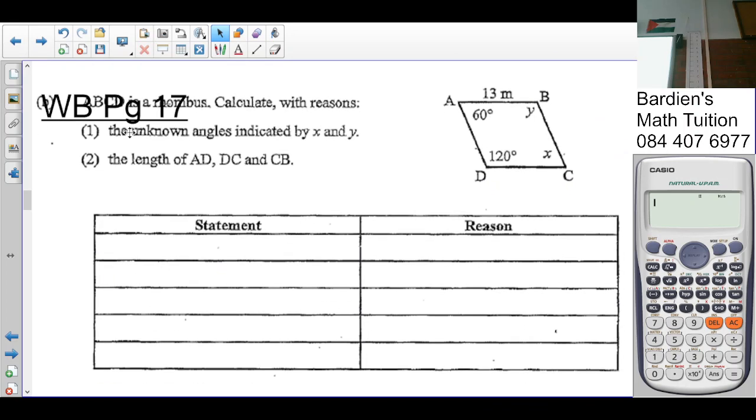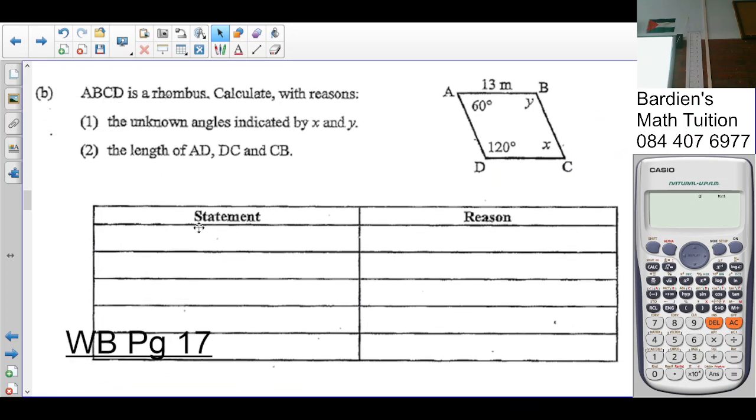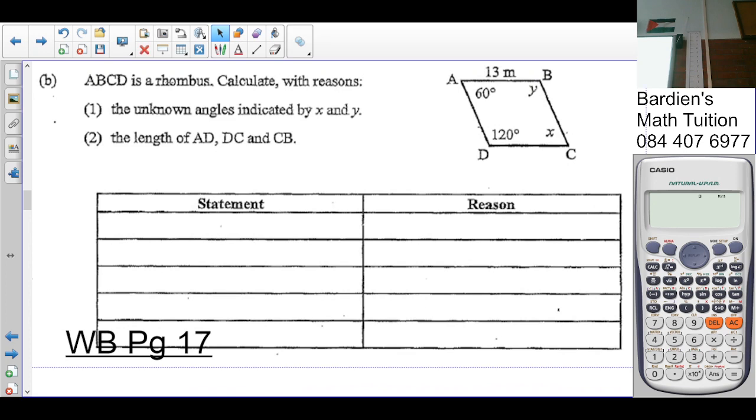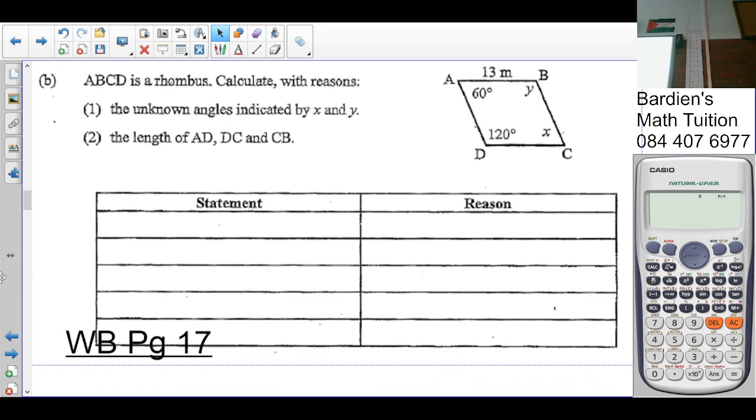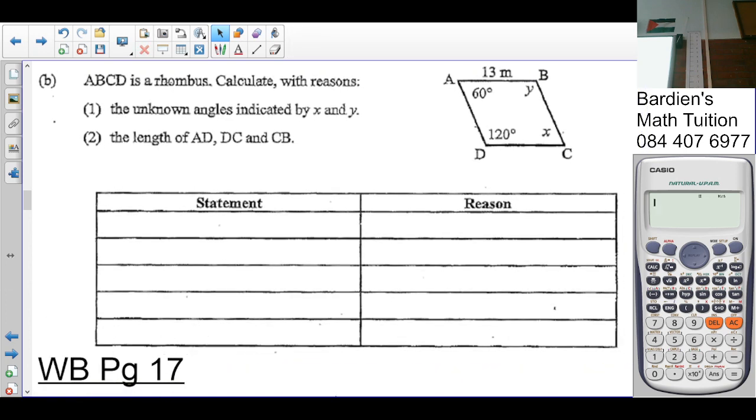This is B on the same page, correct? So, check something. That's in order. Alright, so we're told ABCD is a rhombus. If it's a rhombus, three properties come to mind. What? All sides are equal. Two pairs of opposite angles are equal. Two pairs of opposite sides parallel. Those are the three properties that come to mind.